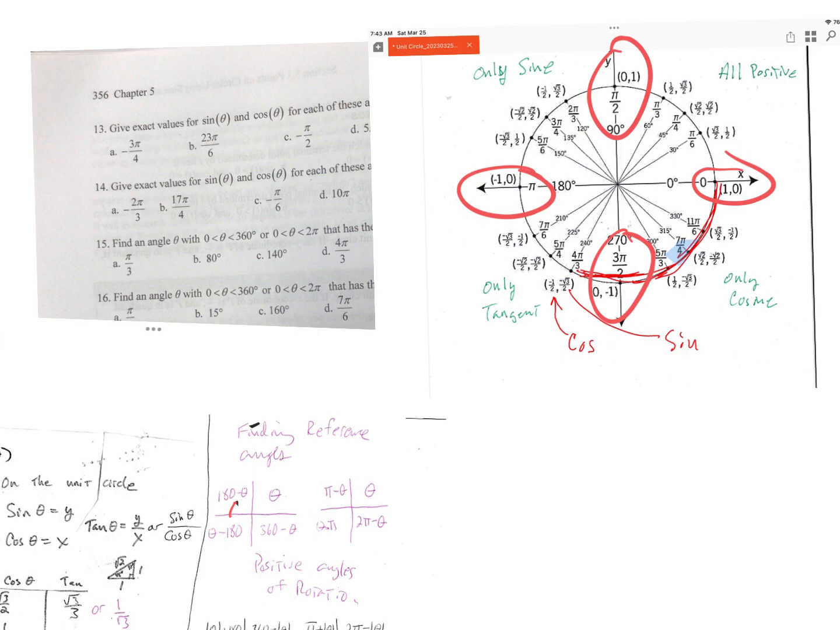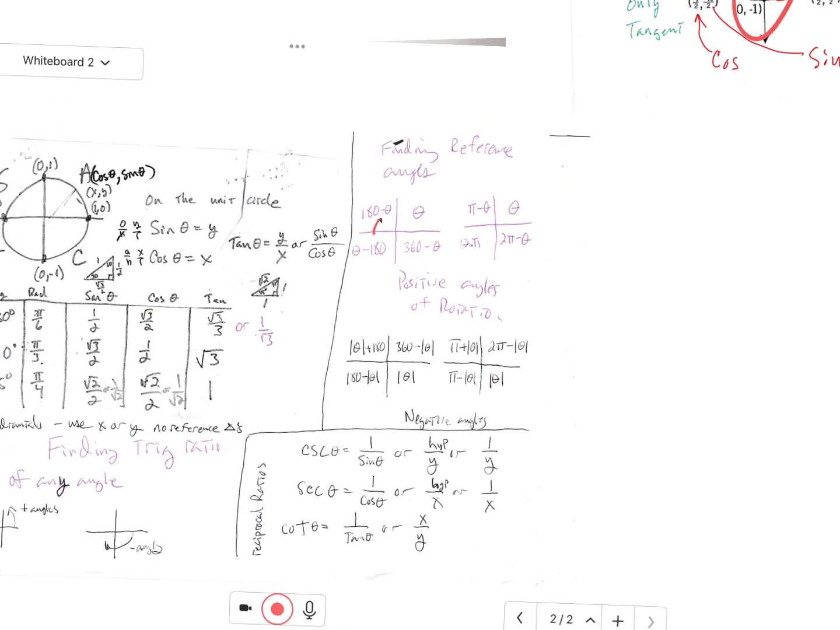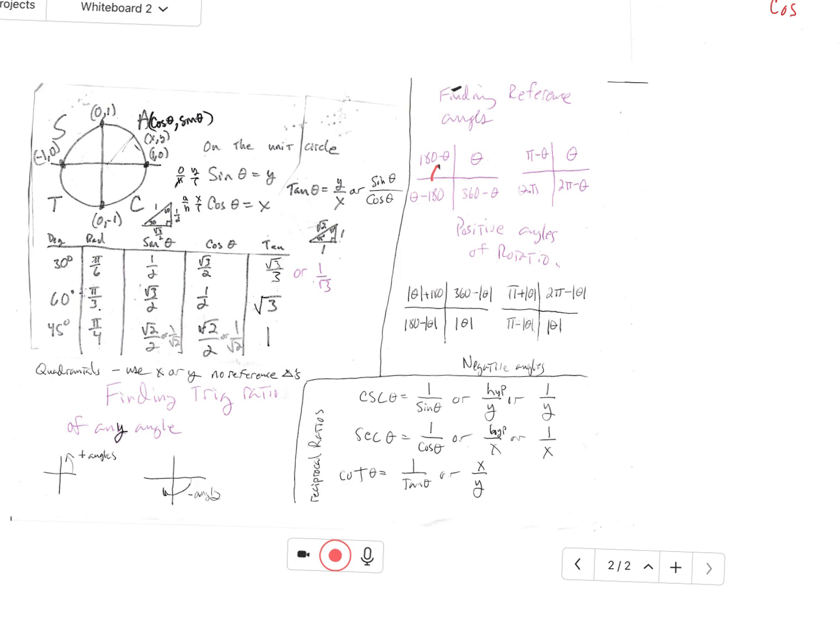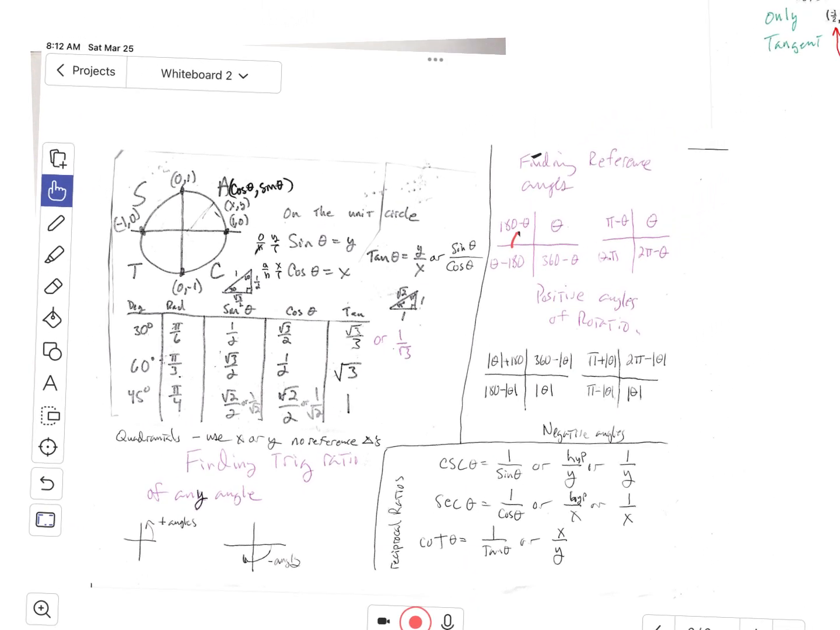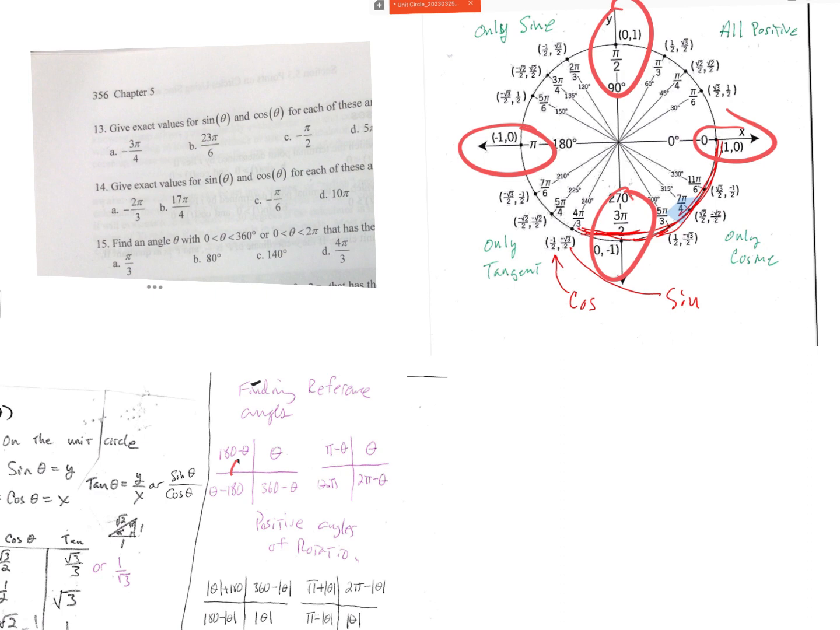Don't I say that in the cheat sheet? Let me see if I can see that. Maybe I got it covered up. Oh, here we go. Quadrantal angles, just use the x and the y because there are no reference angles. So once you figure out which quadrantal angle it is, in this case, because it's negative pi over 2, we zoom on down to here. So we just look: cosine is 0, sine is negative 1.